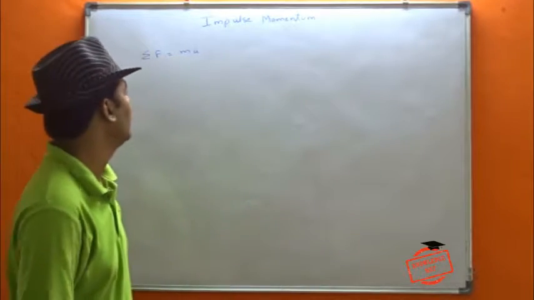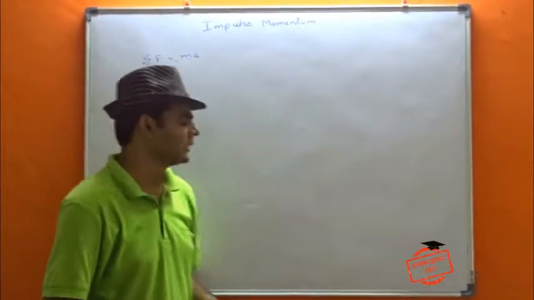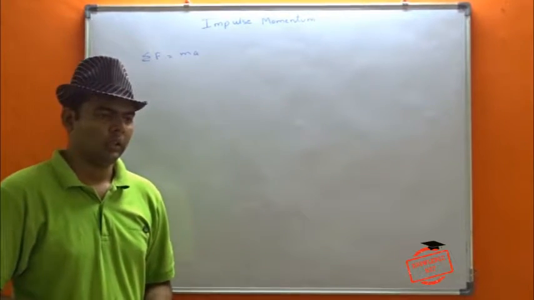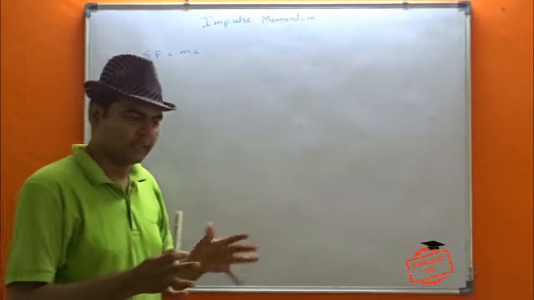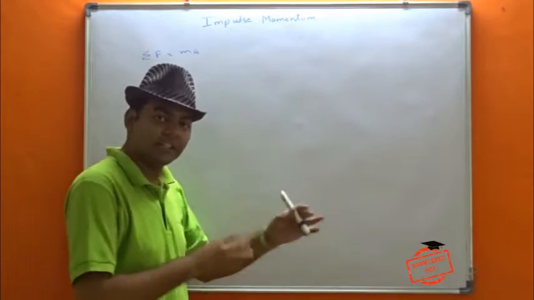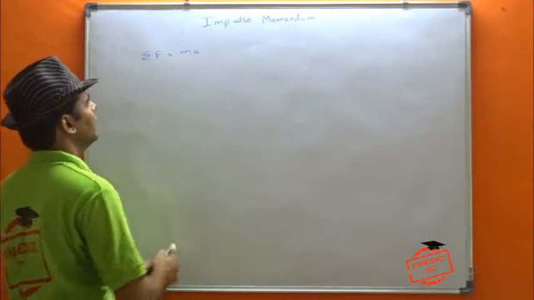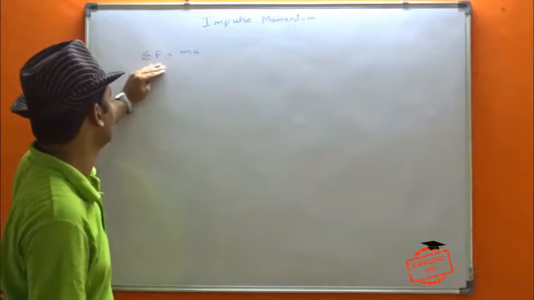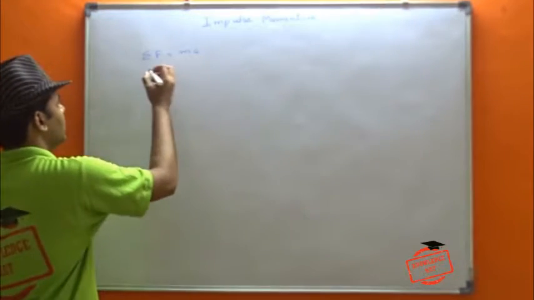Okay, so now we look at the impulse momentum, a new topic for us. The impulse acting on any body is closely related to the change in the momentum of the body. Now, this is a very basic Newton's law, which is summation of all the forces is equal to m a.